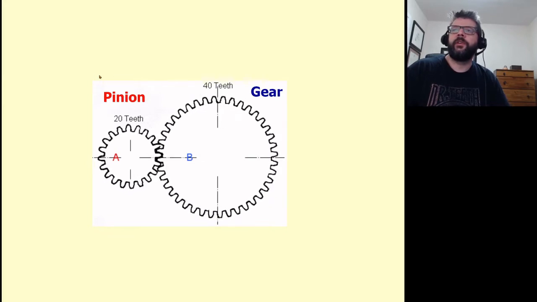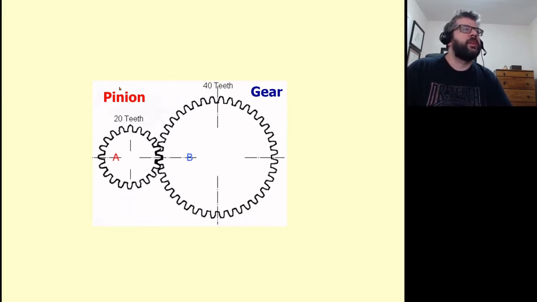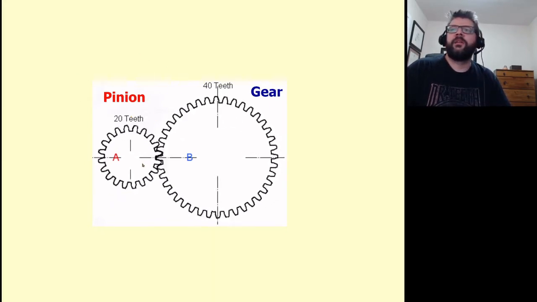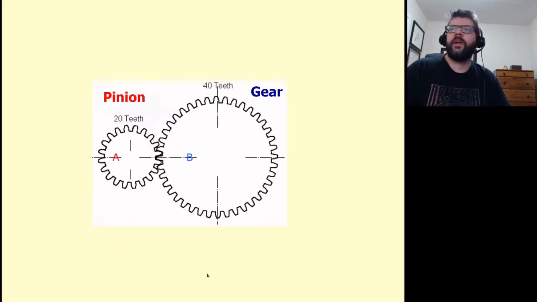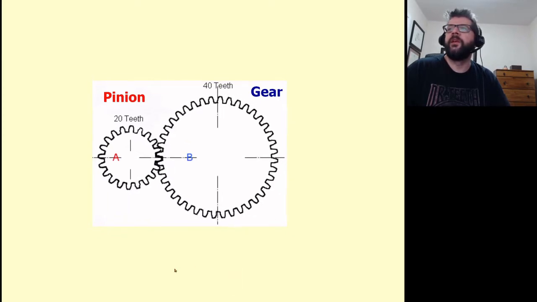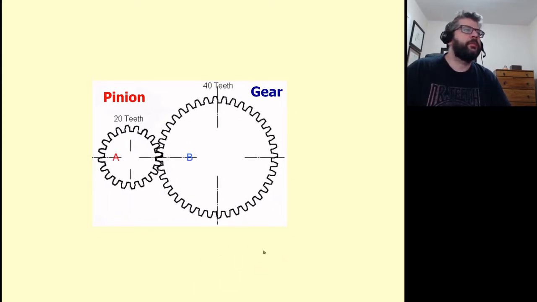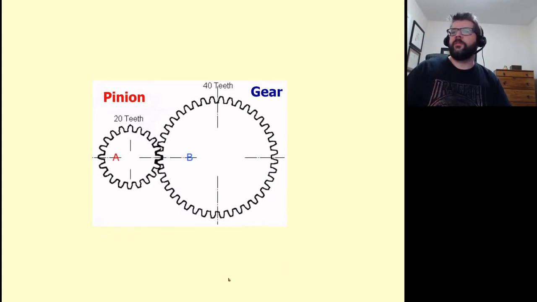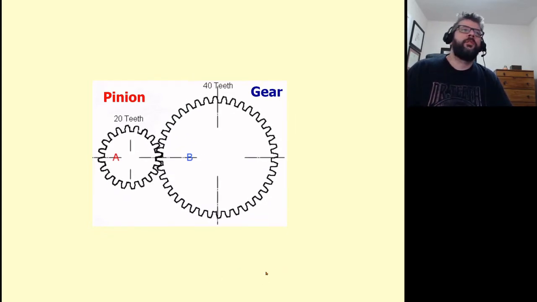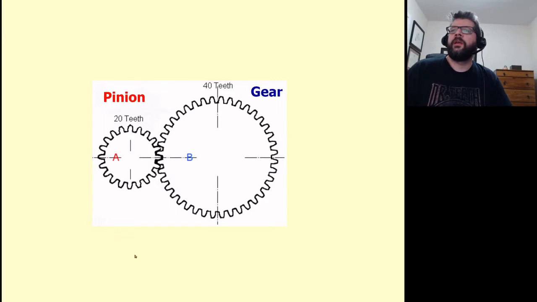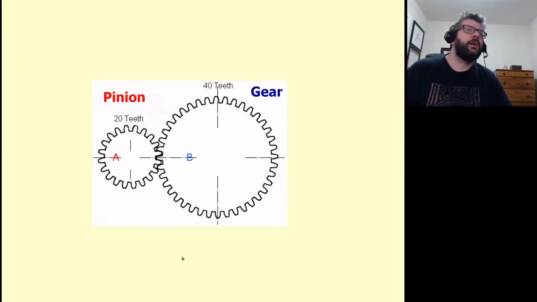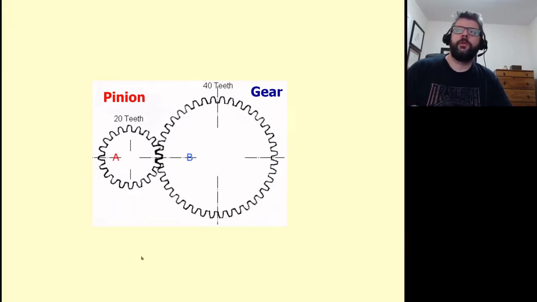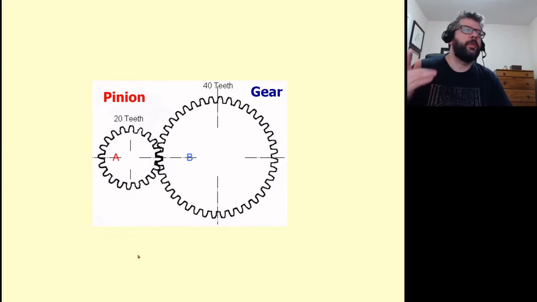When we talk terminology, the pinion is the member that has fewer teeth, and the gear will be the one that has more teeth. So if we're trying to go from a high speed, low torque situation down to a high torque, lower speed, the pinion will be the one driving it.